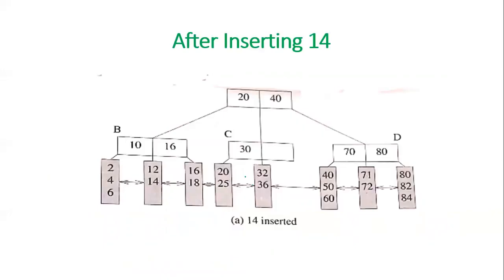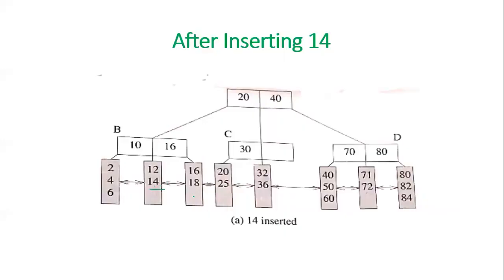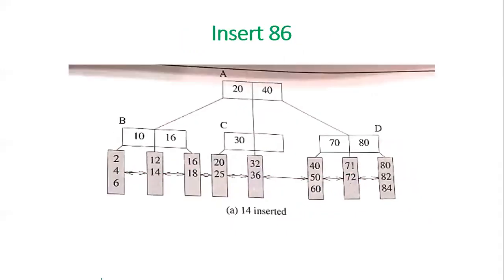So you can see the tree after inserting 14. A copy of 16 is moved to the parent. To the left of 16, we have 12 and 14, and to the right of 16, we have 16 and 18. You can observe that all these data nodes or leaf nodes are connected through a doubly linked list kind of connection. So this is the case after inserting 14. Now let us see in this particular tree how to insert 86.